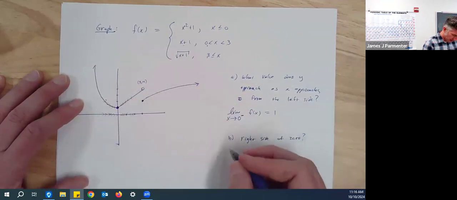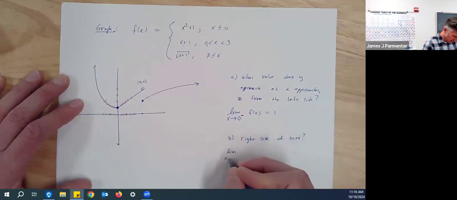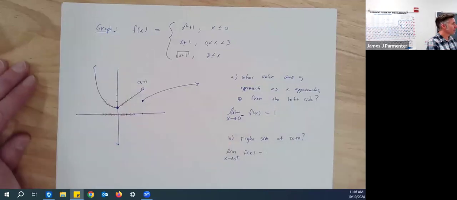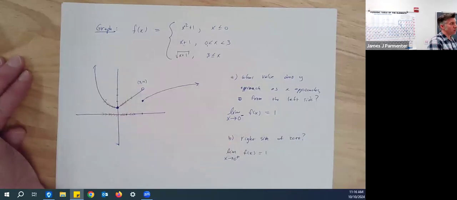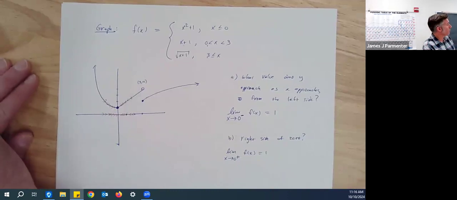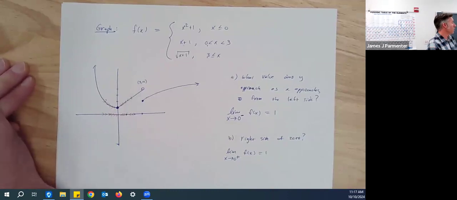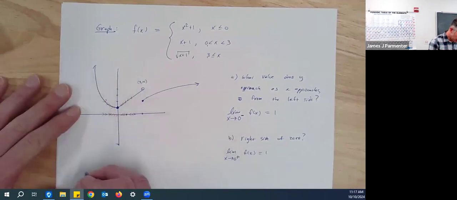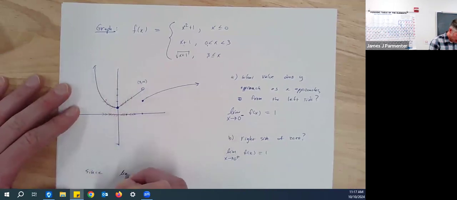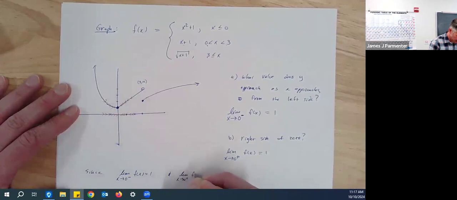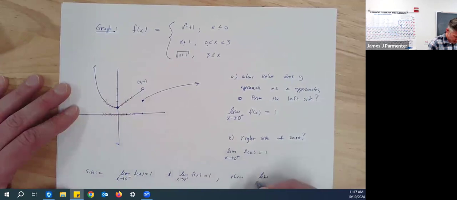So we can say that the limit as x approaches 0 from the right of f of x is also equal to 1. And, important fact, when the left-hand limit and the right-hand limit are the same, we say that the overall limit or the double-sided limit is also equal to that value. So since the limit as x approaches 0 from the left of f of x is equal to 1, and the limit as x approaches 0 from the right of f of x is equal to 1, then we can conclude that the overall double-sided limit as x approaches 0 of f of x is equal to 1.